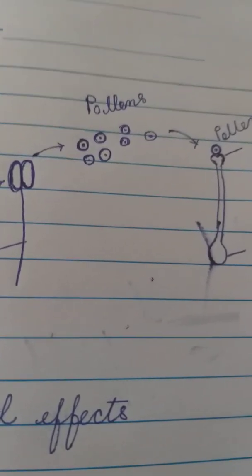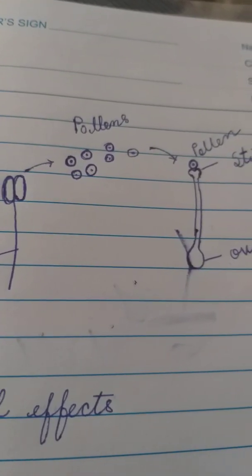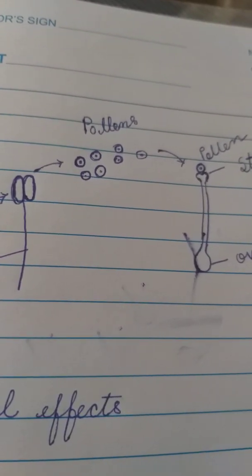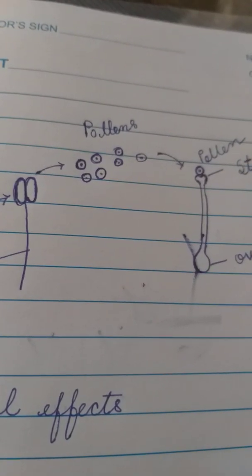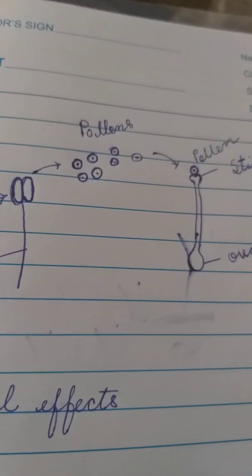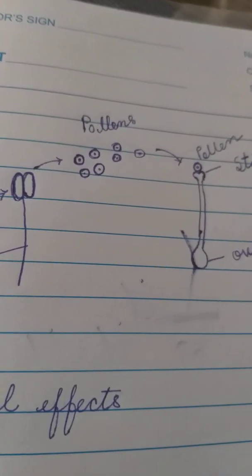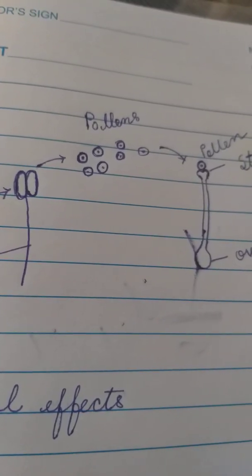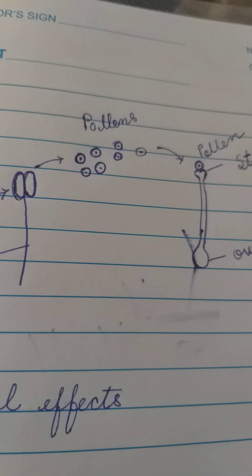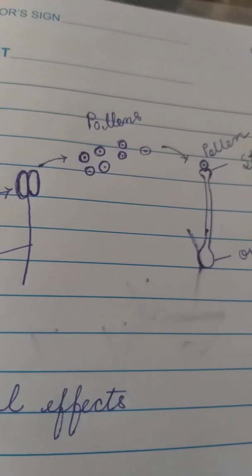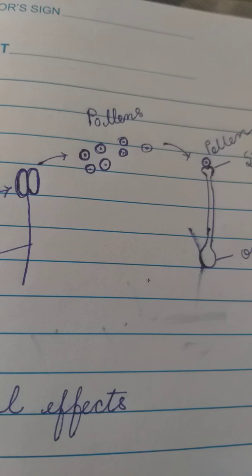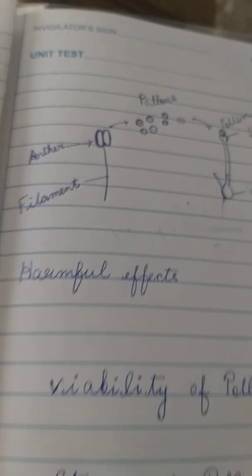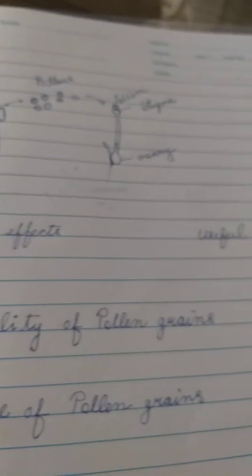In cereals, rice, wheat, maize, the pollens remain viable for 30 minutes. Within half an hour, they lose viability. In three families, Rosaceae, Leguminosae and Solanaceae, the pollens remain viable for several months. Rosaceae, example rose. Solanaceae, brinjal, potatoes, tomatoes, datura, chilies. Leguminosae, legumes, peas, beans, etc. This is about viability of the pollen grains.